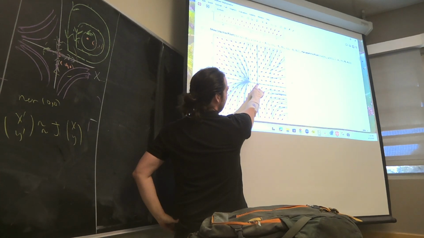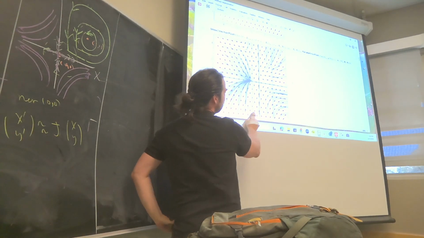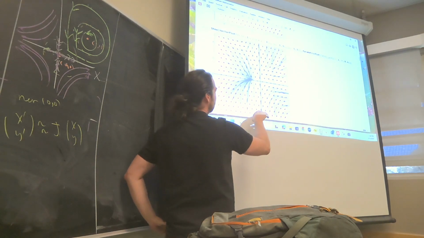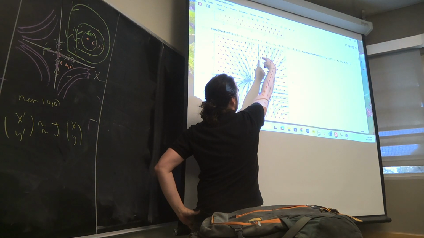Something weird is happening here because I've got this cross pattern happening, and I still haven't, okay, so out here I kind of understand what's happening. Over here it looks like I've got behavior like this. I don't know what this is.